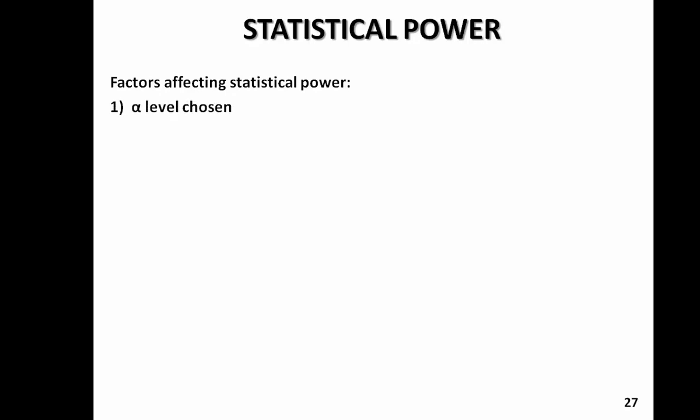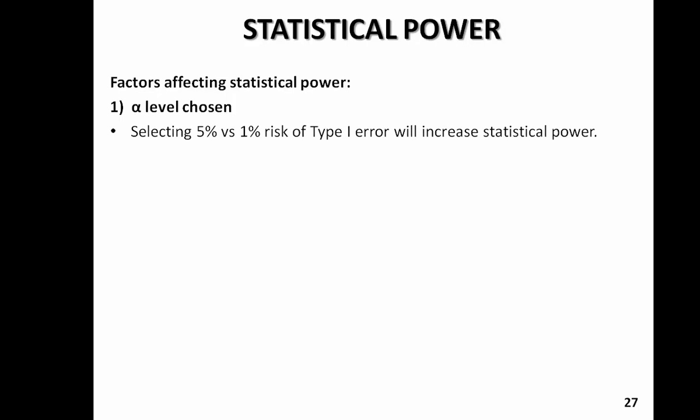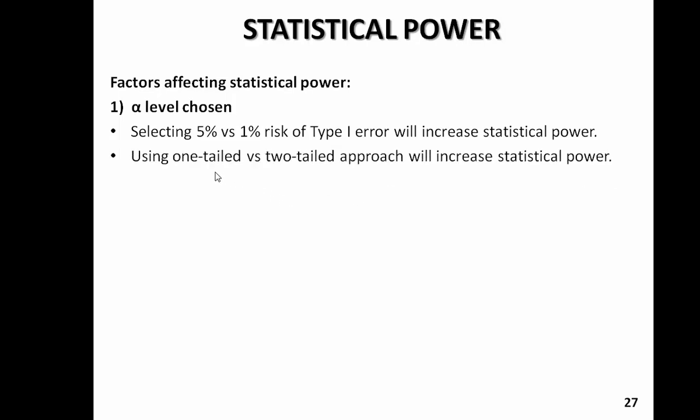The first factor is the alpha level. And so by selecting a 5% or a 1% risk of committing a type 1 error, moving from 5 to 1 will increase statistical power. And so using a one-tailed or two-tailed approach will also increase statistical power, and this is an approach that we will address in later units.